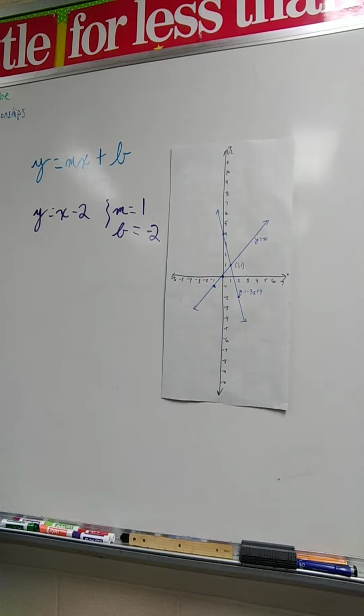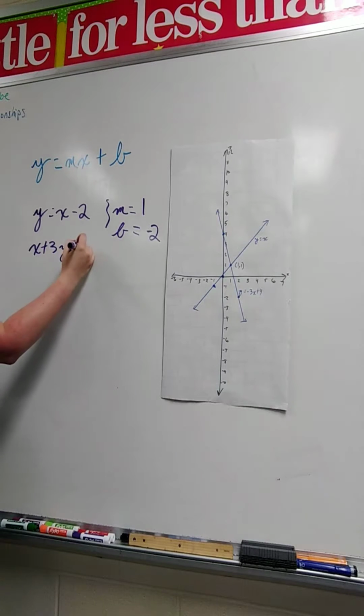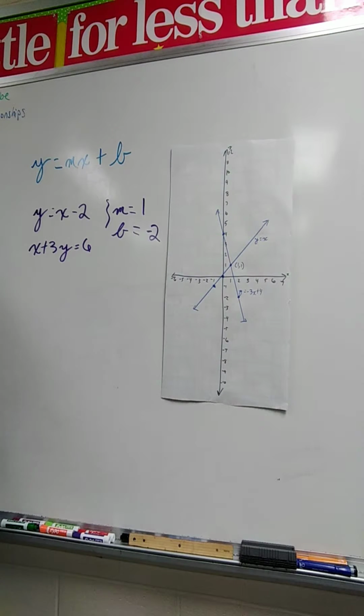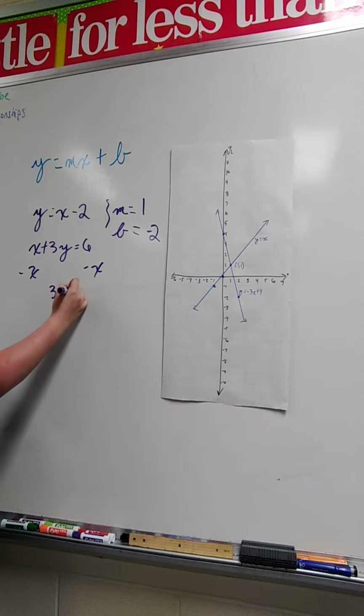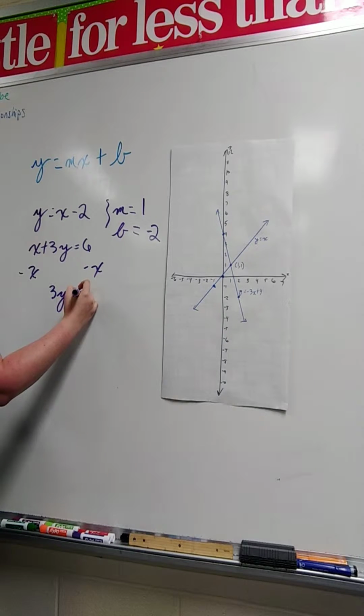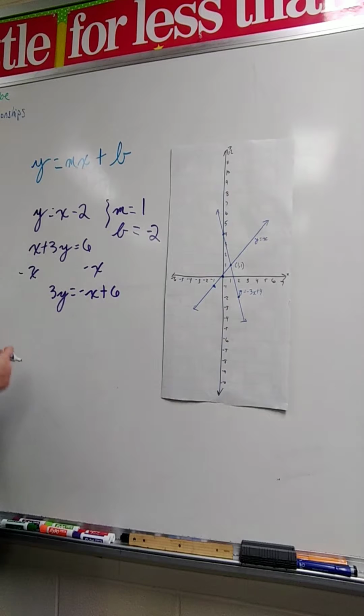My other equation that I'm given is x plus 3y equals 6. Okay? Is that written in slope-intercept form? No. So what do I need to do to get that into slope-intercept form? Subtract x. That leaves us with 3y equals negative x plus 6. Then what do I need to do?